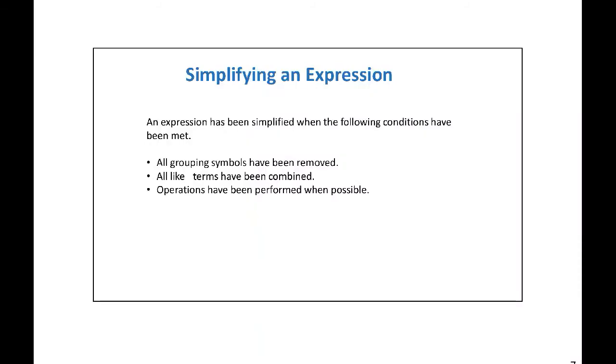Simplifying an expression. An expression has been simplified when the following conditions have been met. First, all grouping symbols have been removed. Second, all like terms have been combined. And third, operations have been performed when possible. Now we will sort of deal with these interchangeably, but grouping symbols, removing those, we have to use the distributive property. And like terms, well, we'll actually combine terms together to do that.